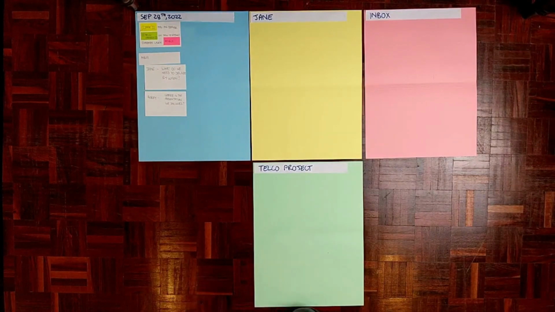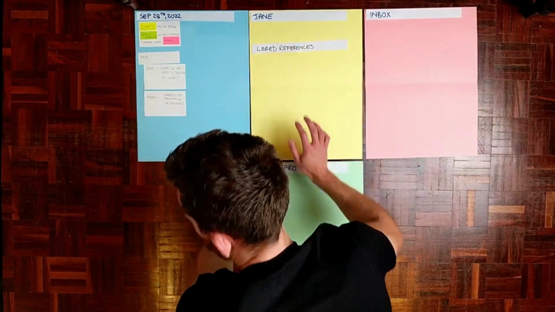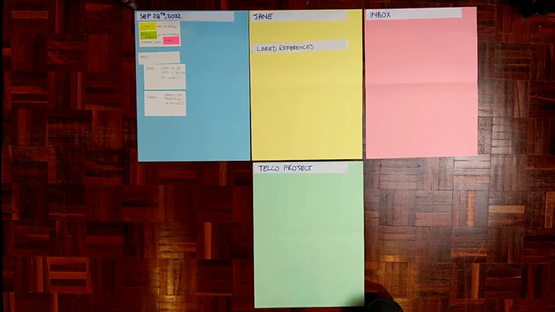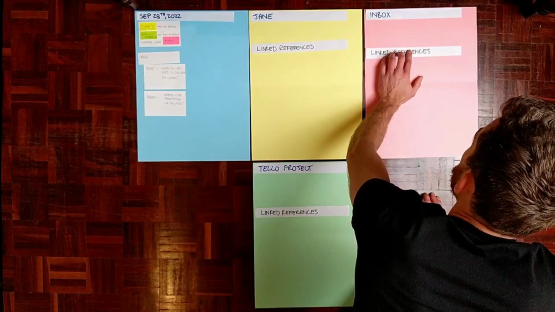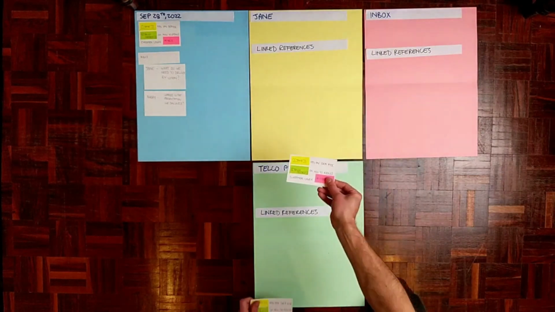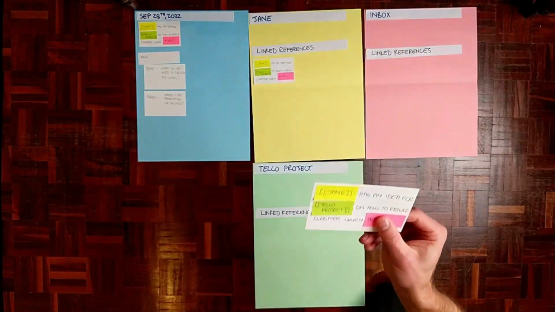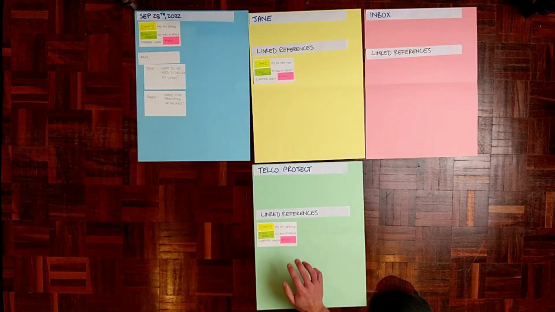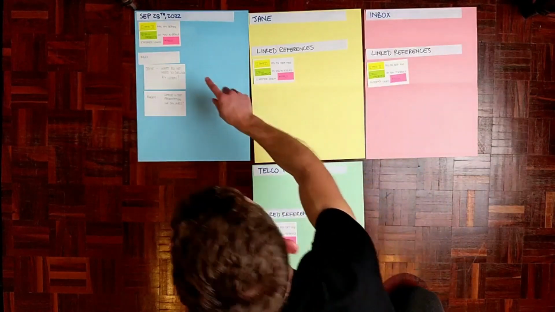Each page will now get a linked references section. And this is the super important part, that now that same block will show up in all 3 pages. So here we go. In my Jane page, I get a linked references to this block over here. In my Telco project, I get a linked references to this block over here. And in my inbox page, I get a linked references to this block over here.